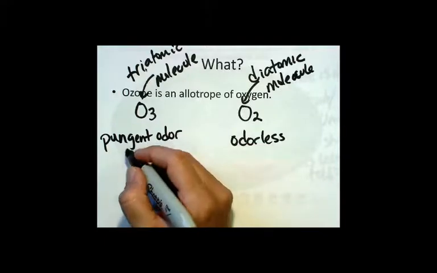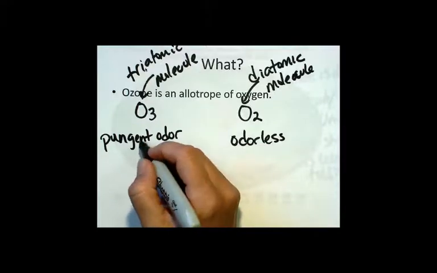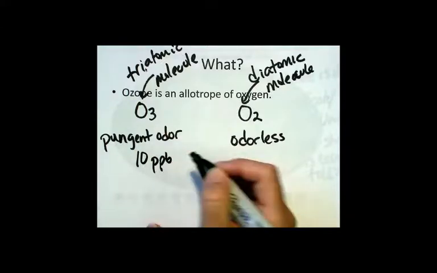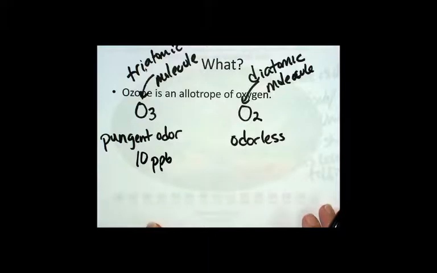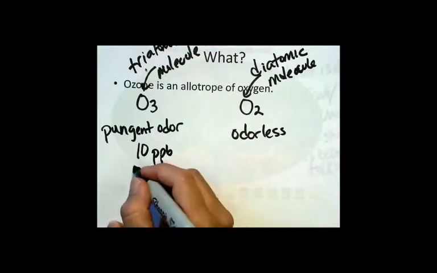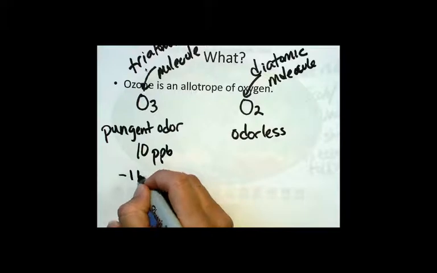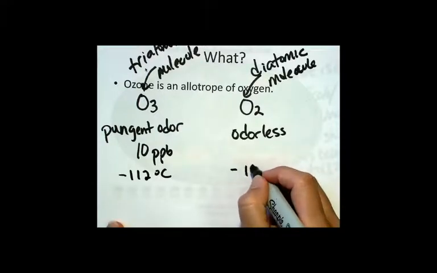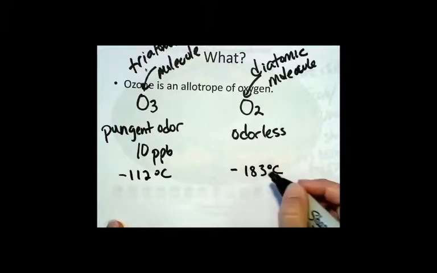And a human nose can detect the presence of ozone at a level of 10 parts per billion. That's very, very low concentration, but our nose sensors are that sensitive to the smell of ozone. Also, ozone liquefies at negative 112 degrees Celsius, whereas oxygen liquefies at negative 183 degrees Celsius. Okay, you have to get oxygen colder to get it into the liquid form than ozone.